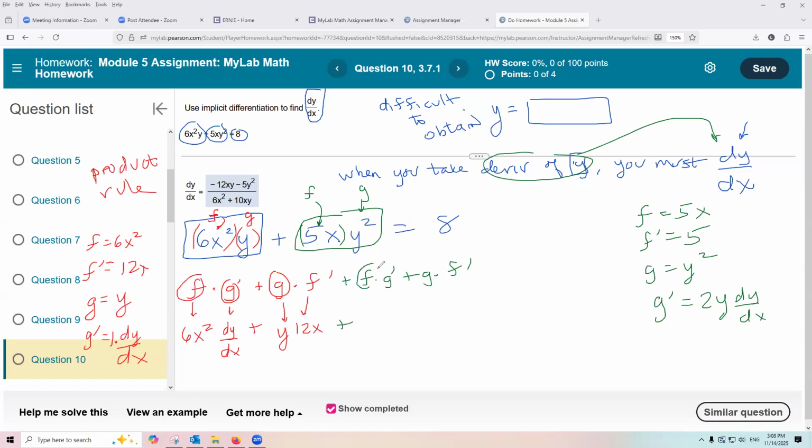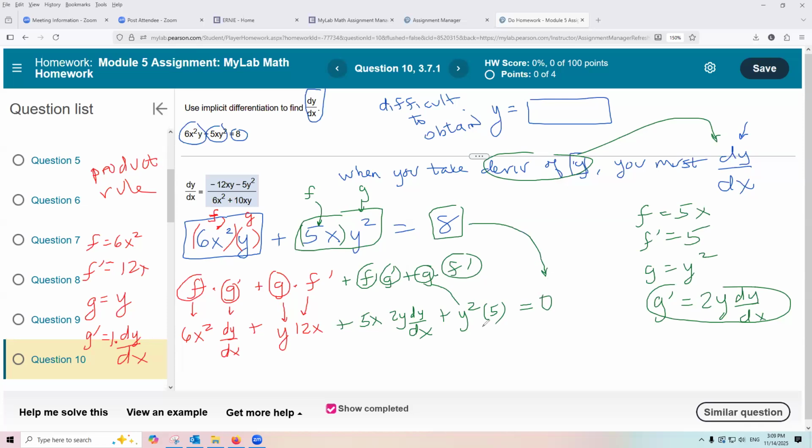All right, we need the f function, that's 5x. G prime is 2y dy/dx. Right, here's g prime over here. Plus, now we need the g function, that was y squared. And finally, f prime is just a 5. I also have to take the derivative of the right side of this equation, but the derivative of 8, that's the derivative of a constant, that's 0.